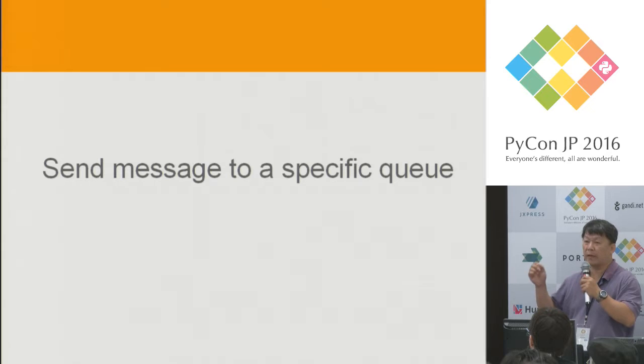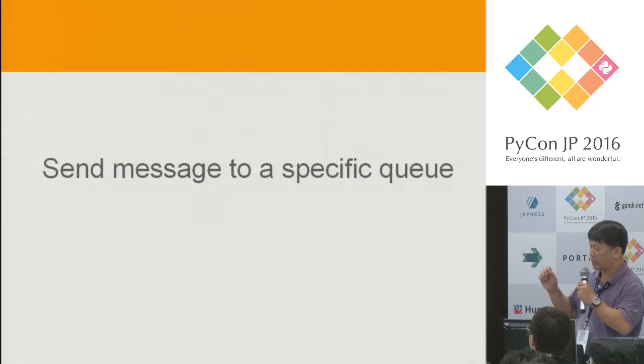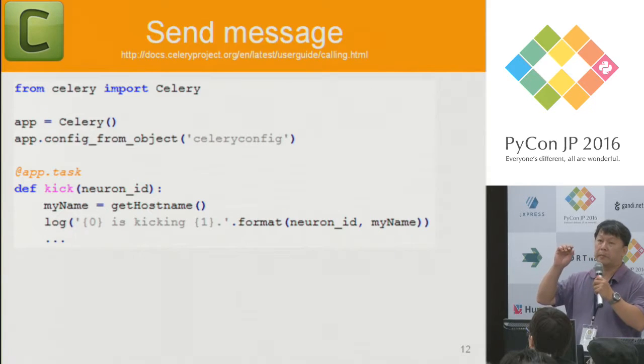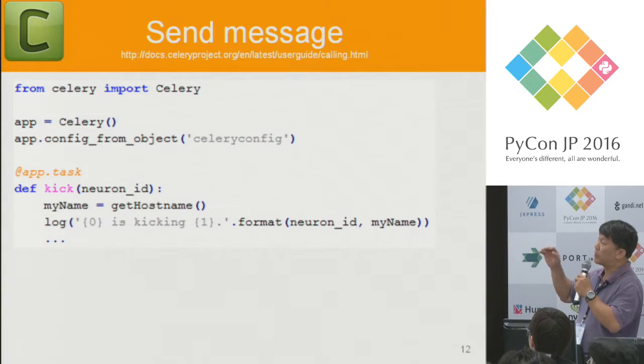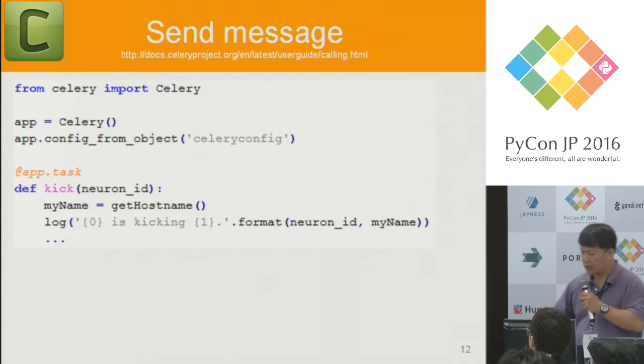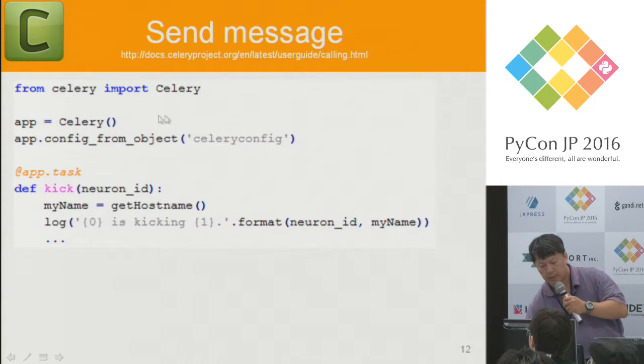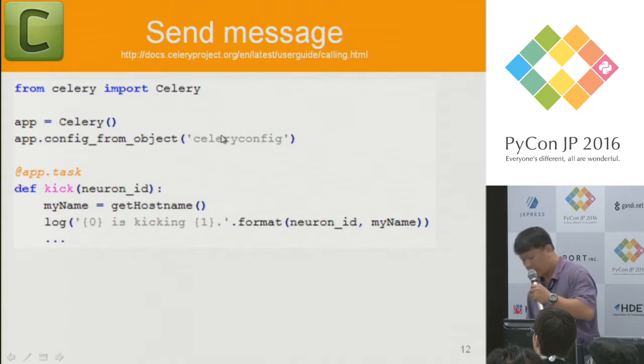What are the coding-level details of sending out a message? On the computer where the producer is, we just need to execute some lines of code like this. First, we load the module, the code module with the function definition. We instantiate a Celery object, and we use this object to load the config file. And what's in the config file is most important.